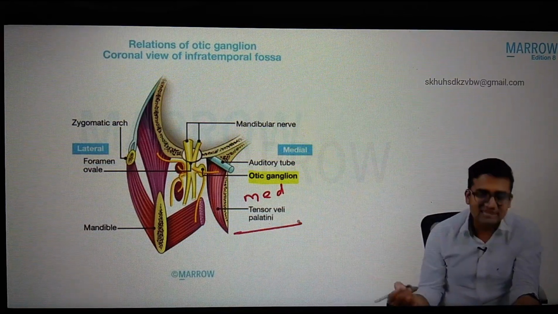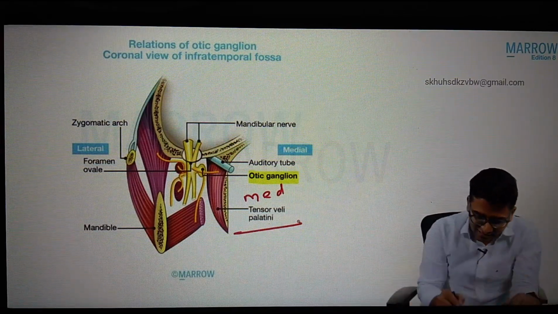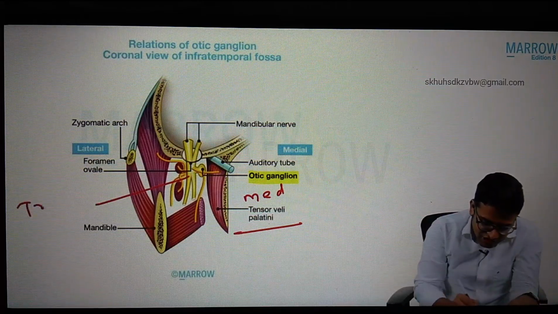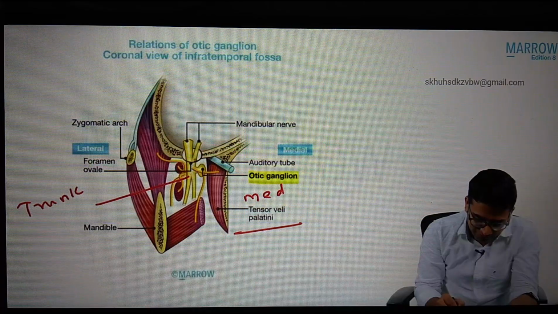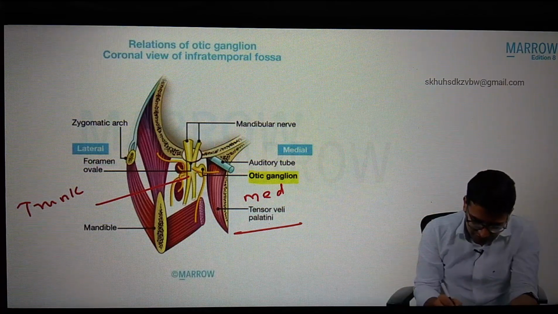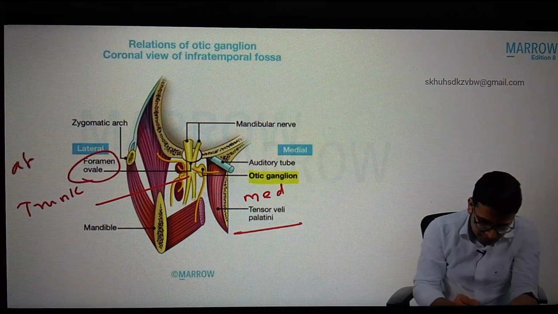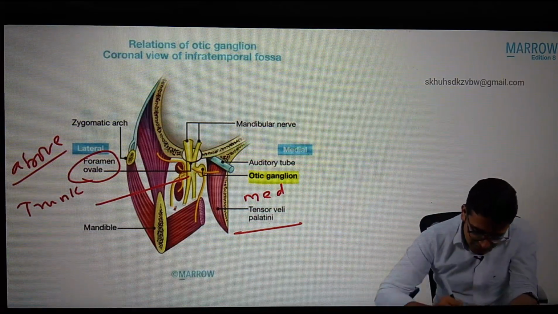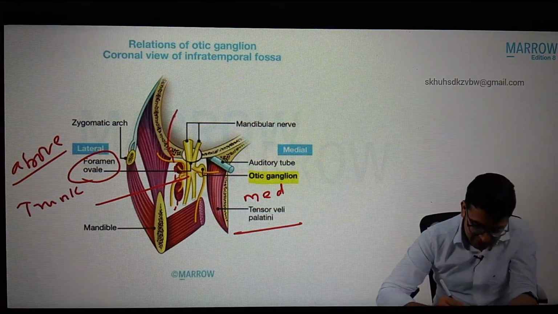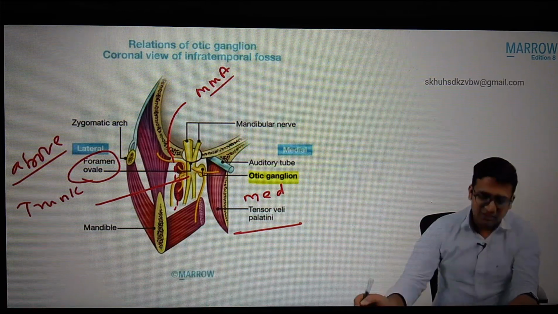So medially, tensor palatini muscle, and laterally, the ganglion attached to the trunk of the mandibular nerve. Above, foramen ovale. This is the foramen ovale. Above and behind, we have the middle meningeal artery. Middle meningeal artery will be passing in the foramen spinosum like this. That is the middle meningeal artery.